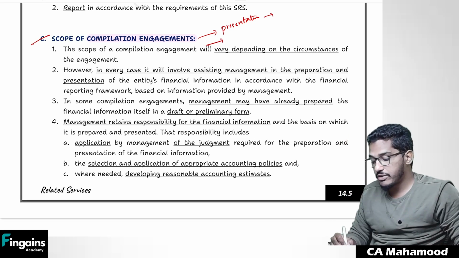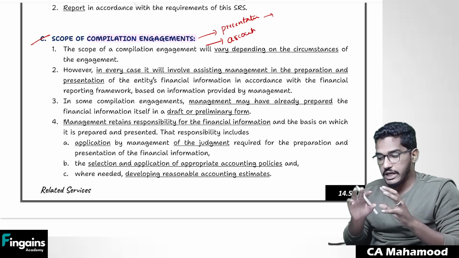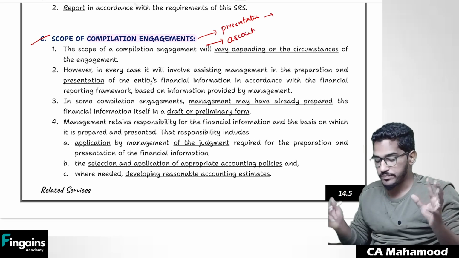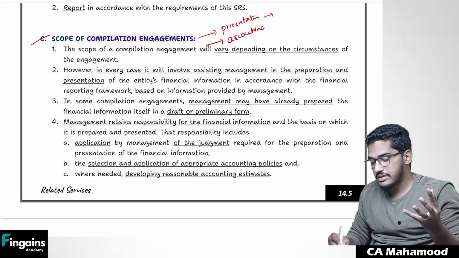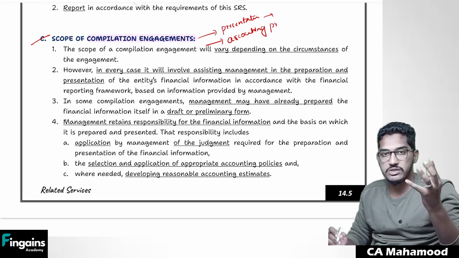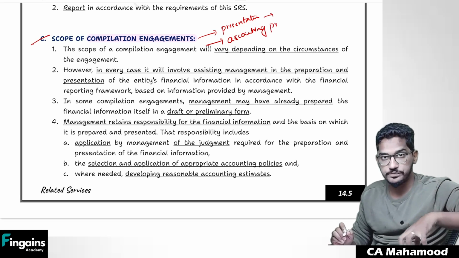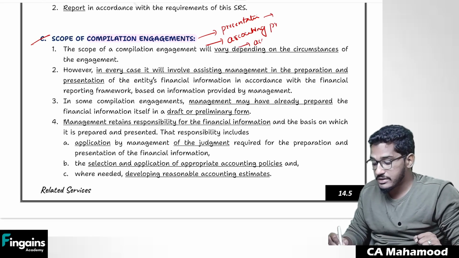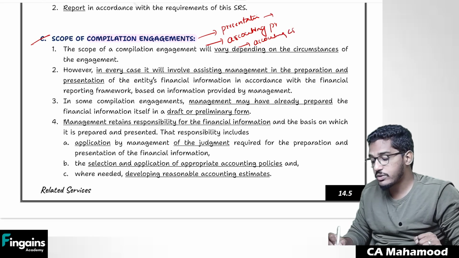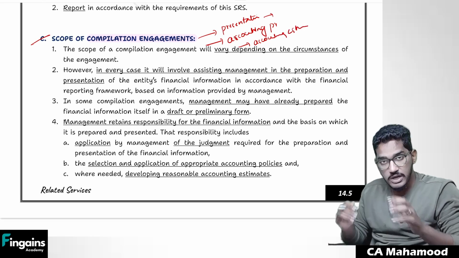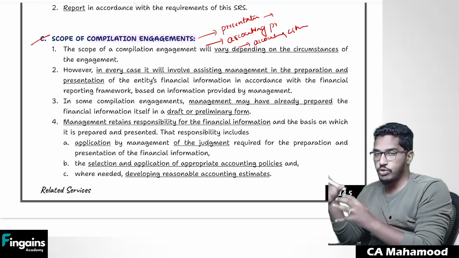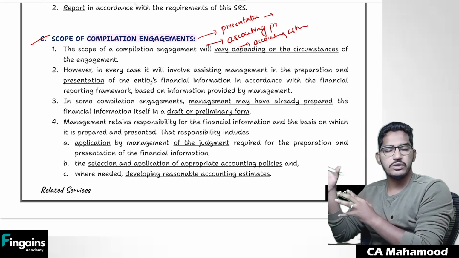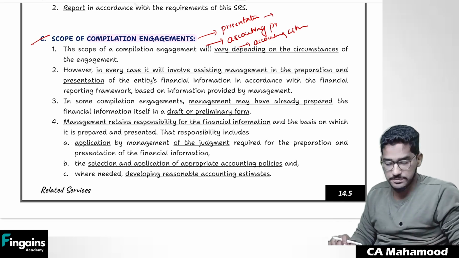Some managements might need your assistance even in determining accounting estimates. They need advice at various stages of the financial statements. Like some management comes to you and asks, sir, we want your assistance regarding accounting principles. Which accounting principle do we have to follow? That assistance they might ask you. Some management might ask your assistance even for accounting estimates in the preparation of the financial statements. So what will be your scope of compilation engagement? It all depends on the facts and circumstances of each and every case.